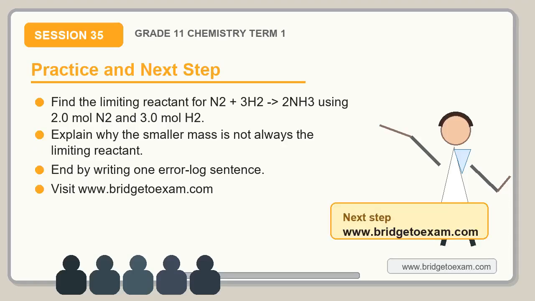Before you leave, practice actively. Task 1. Find the limiting reactant for N2 plus 3H2 gives 2NH3 using 2.0 mol N2 and 3.0 mol H2. Task 2. Explain why the smaller mass is not always the limiting reactant. Task 3. Define theoretical yield. At the end of your study, write one sentence beginning, "The chemistry idea I must remember is."